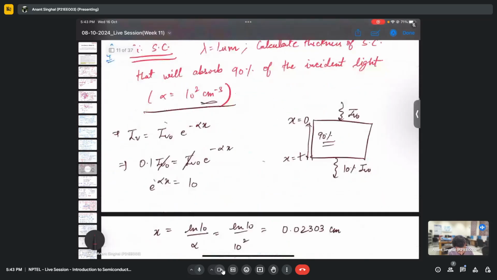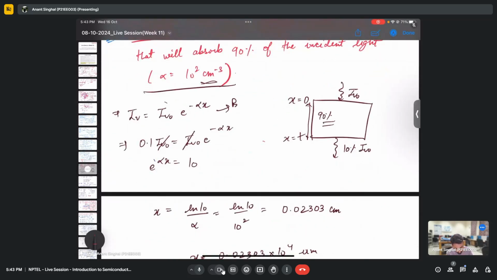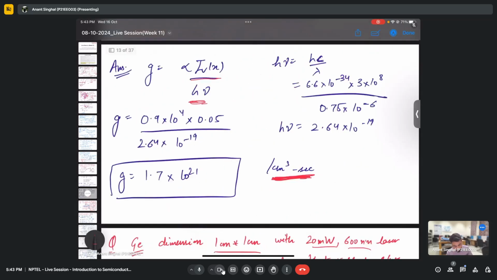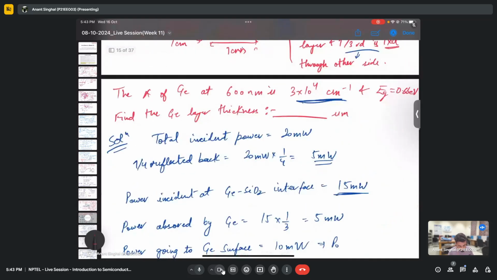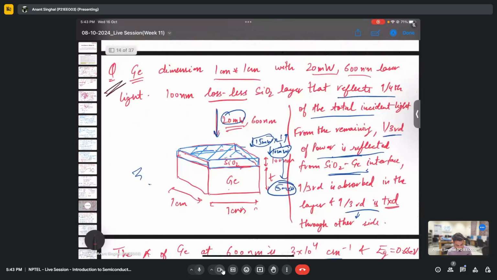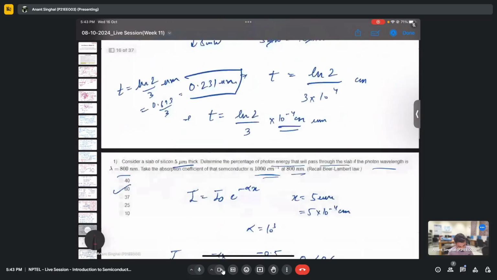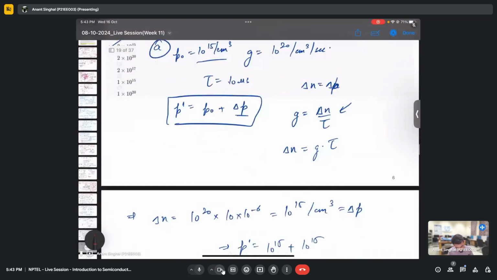And we did some derivations using the Beer-Lambert's law, how the intensity plays an important role in any application, and then certain derivations. So this was again a good problem. This was some GATE problem in which we calculated all of this.